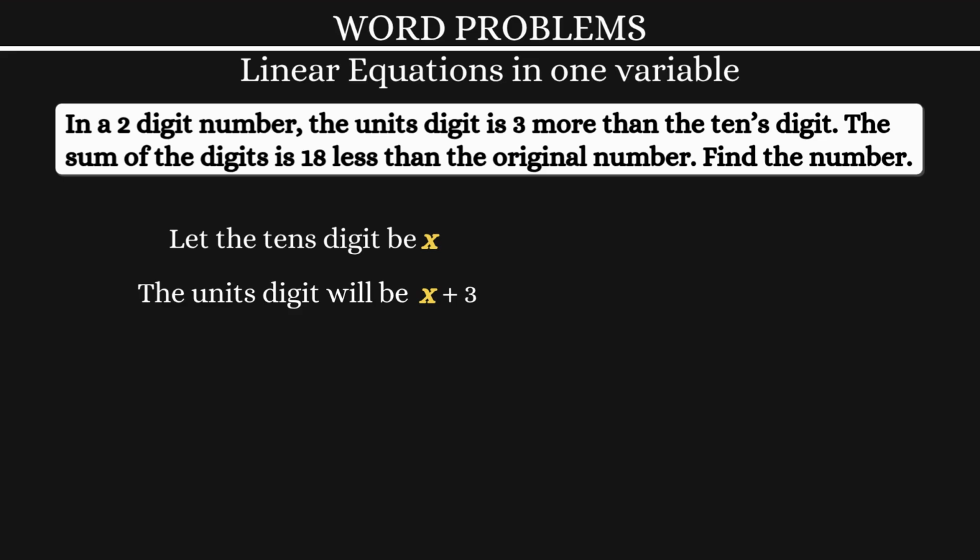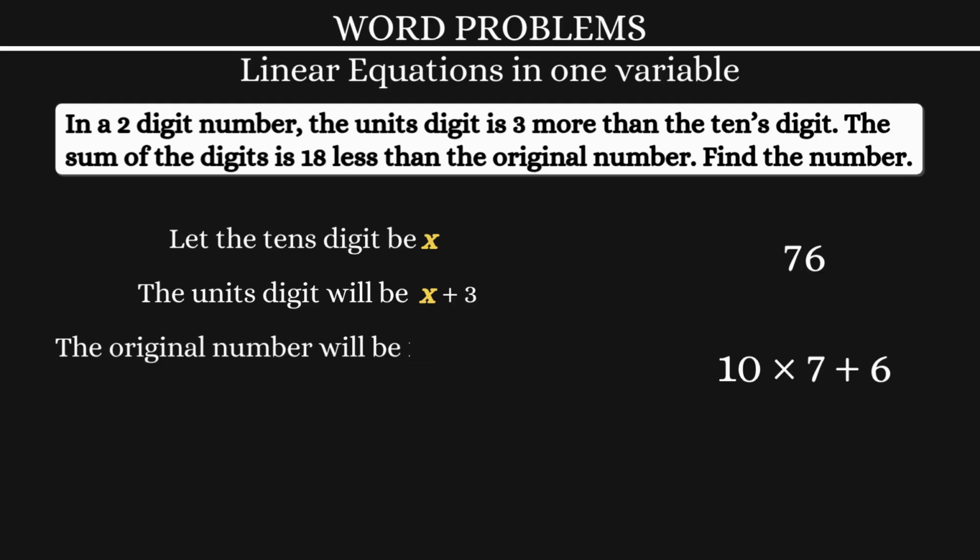Now listen carefully. Let's say we have the number 76. This can be written as 70 plus 6, which can also be written as 10 into 7 plus 6. So we can write any two-digit number as 10 into the tens digit plus the units digit. So in our case, the original number will be 10 into the tens digit, which is x, plus the units digit, which is x plus 3.